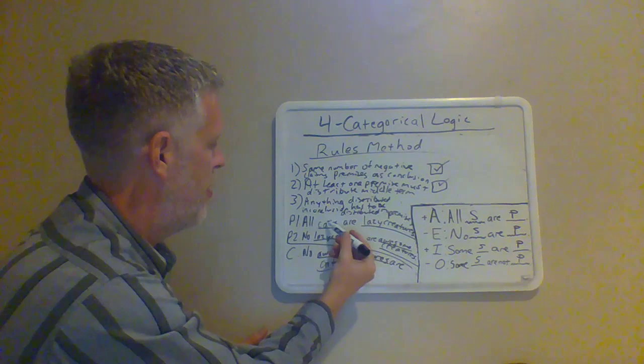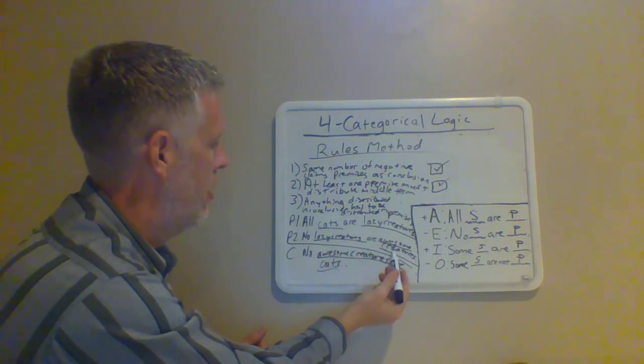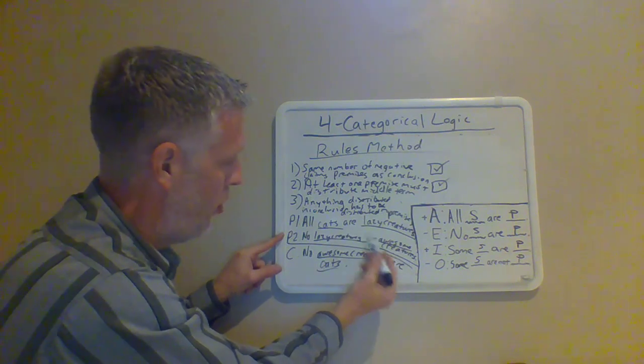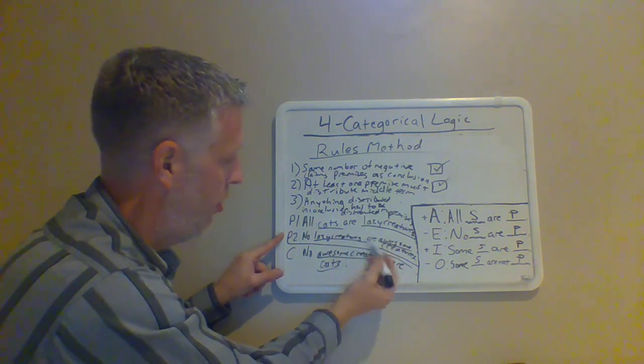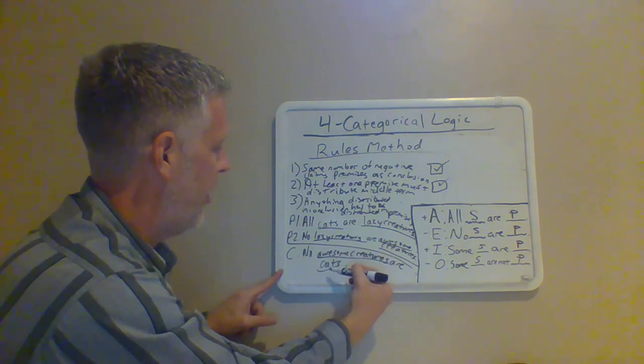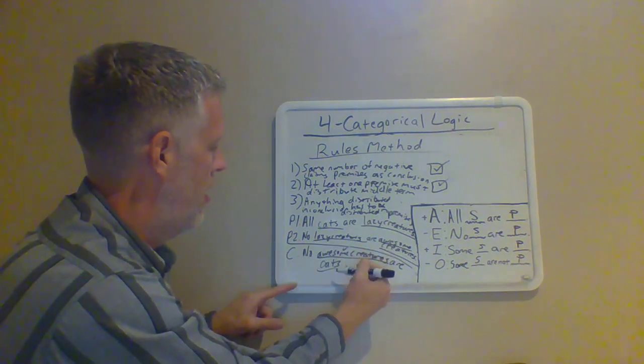Awesome creatures doesn't appear in the first premise. It appears here. Also an E claim, so we know again that it will be distributed because both terms, the subject and the predicate term, are distributed in an E claim. So awesome creatures is distributed in the premise. What about cats? So that's good.